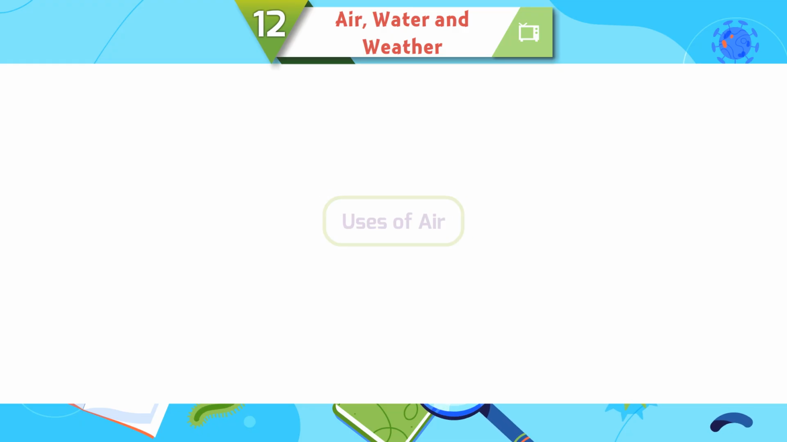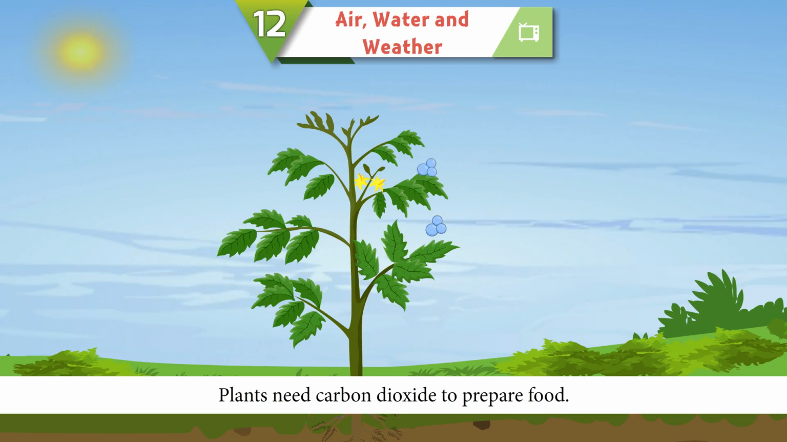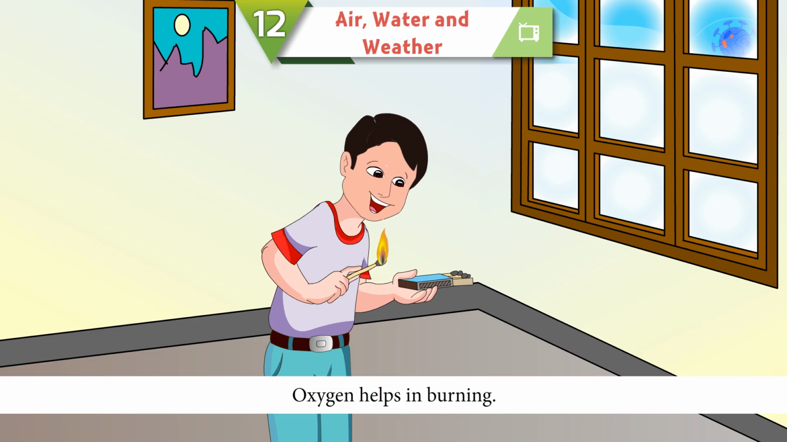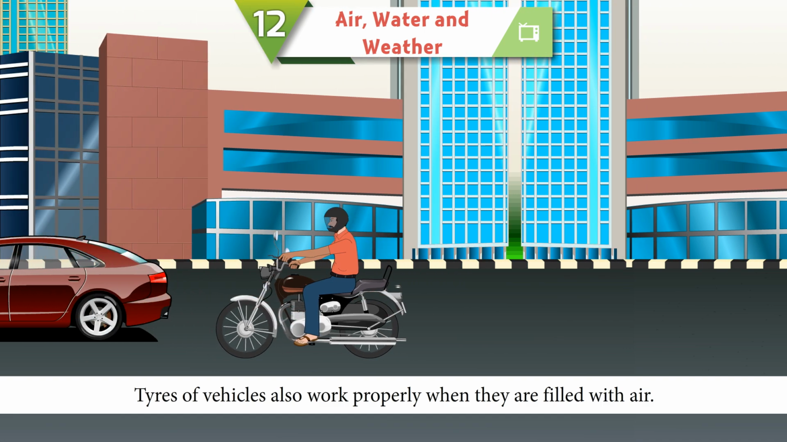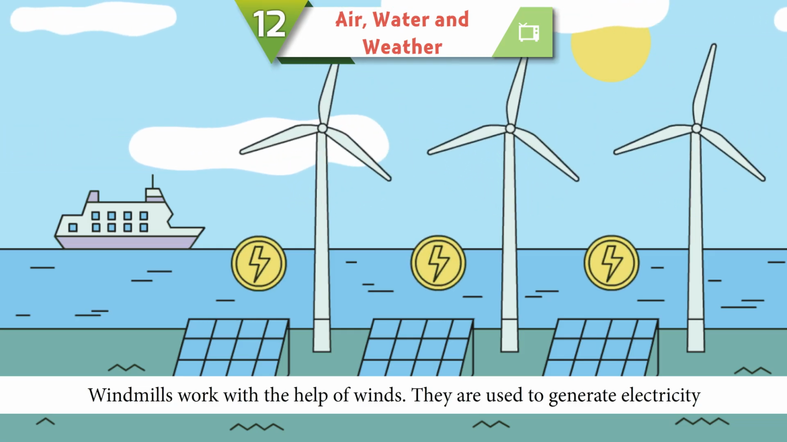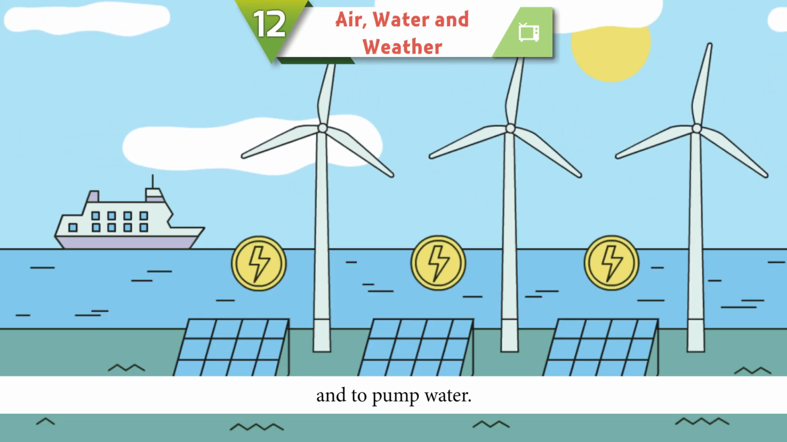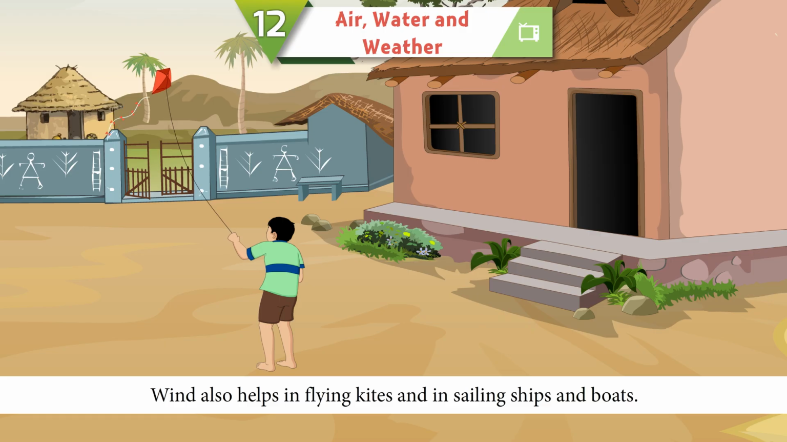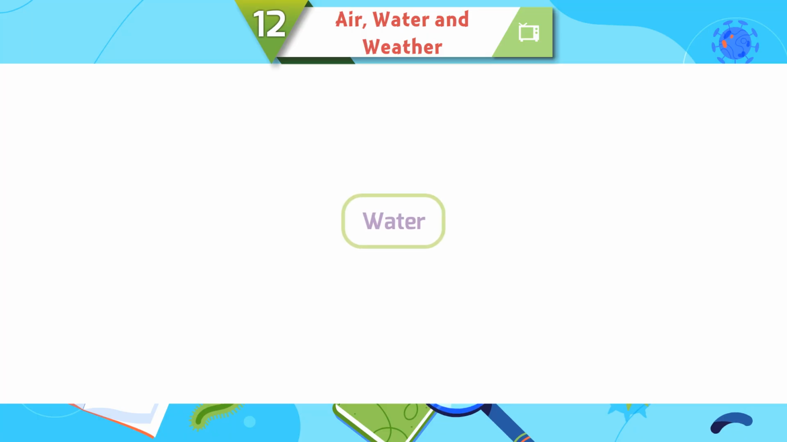Uses of air. All living things need air to breathe. Plants need carbon dioxide to prepare food. Oxygen helps in burning. Tires of vehicles also work properly when they are filled with air. Windmills work with the help of winds. They are used to generate electricity and to pump water. Wind also helps in flying kites and in sailing ships and boats.